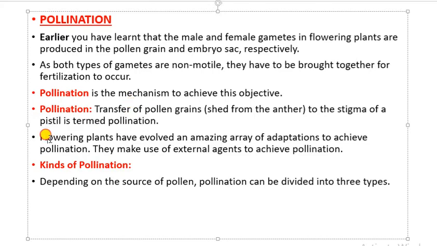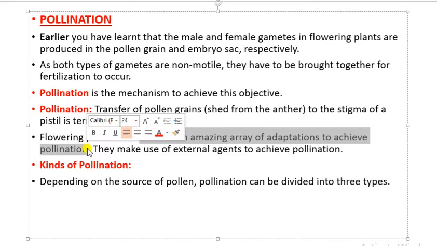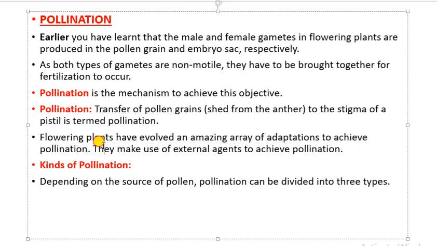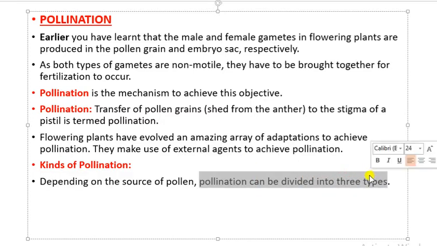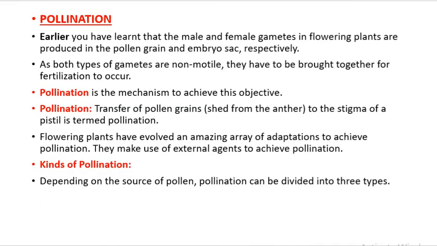and the fertilization process will start. Now flowering plants have evolved different kinds of adaptations to achieve pollination. So pollination needs some adaptations. These plants and these flowers have made many kinds of adaptations so that pollination can take place. Plants also make use of external agents to achieve pollination. Now there are different kinds of pollination depending upon the source of the pollen. The pollination process is divided into three different types.